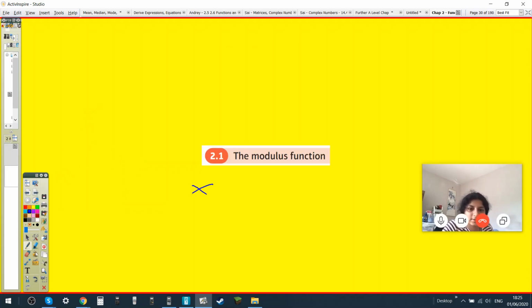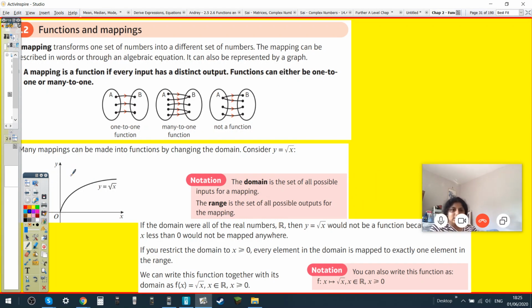So modulus function. I don't know why I found it so confusing when we did it at school. They get more confusing. Don't you worry.